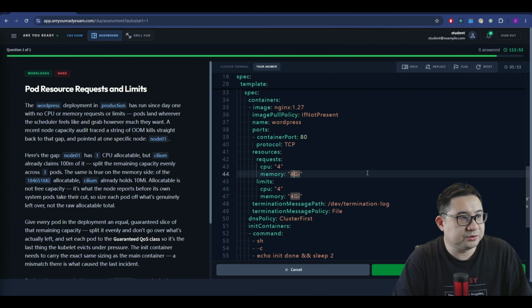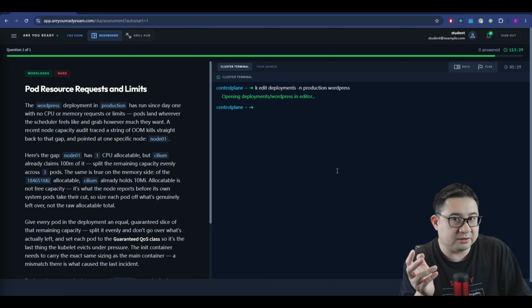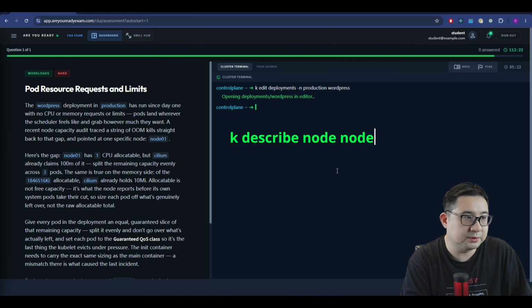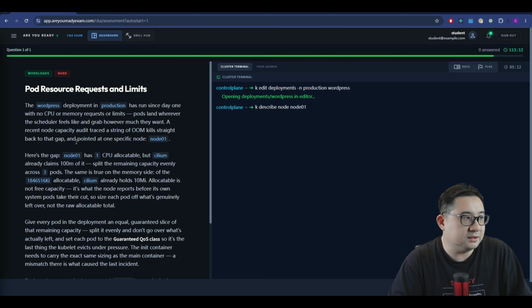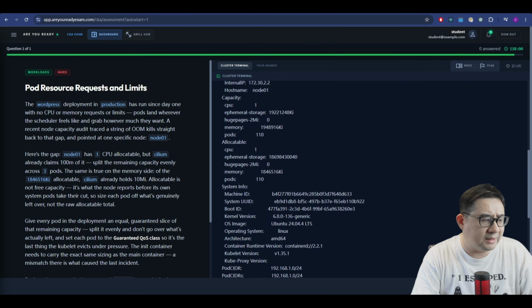Now go back to the terminal. First of all, we need to inspect the node so that we know how much CPU and memory we're going to have. We're going to do k describe node 01, because in here it's pointing to node 01. That's how I know this is node 01. So here's the trap that caught me, and it's going to catch a lot of people on the CKA exam if you are rushing. The question usually says split the node capacity evenly across 3 parts.